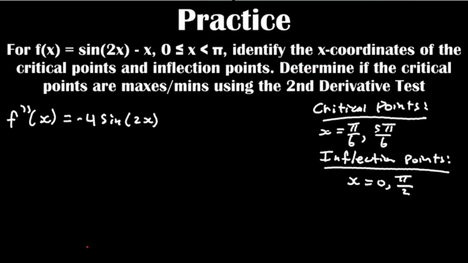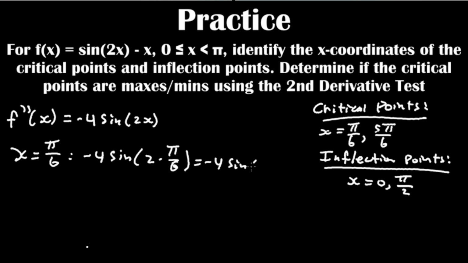So for our first critical point, which happens at x equals pi over 6, if we plug that into our second derivative, we get minus 4 sine of 2 times pi over 6. And that's negative 4 sine of pi over 3.